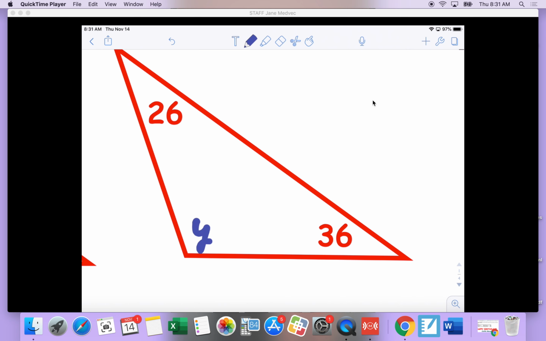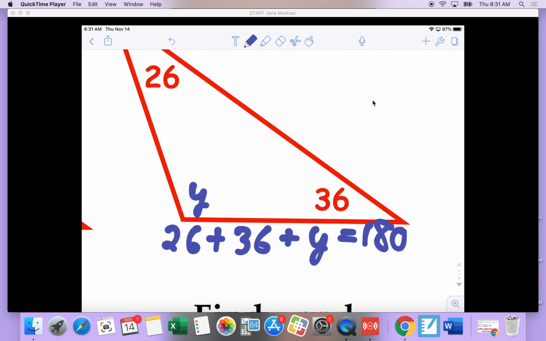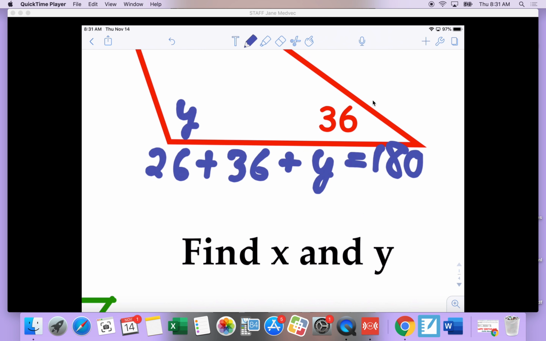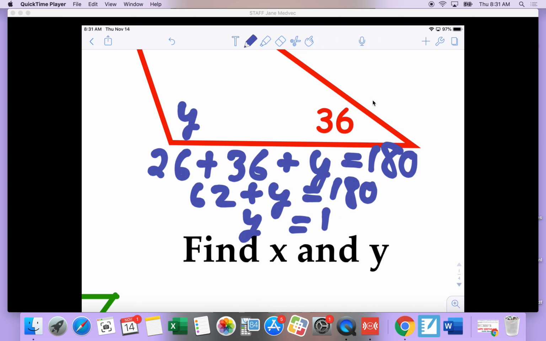Let's call this y. So I've got 26 plus 36 plus y equals 180. And we want to set it up like that because in the proofs, we would say triangle sum property. Okay. So I end up with 62 plus y equals 180. Again, this is not a spectator sport. Make sure that we're taking notes, please, okay? And I end up with y equals 118 degrees.